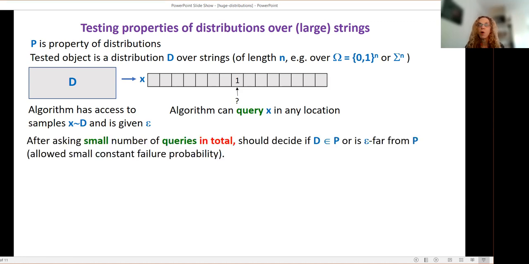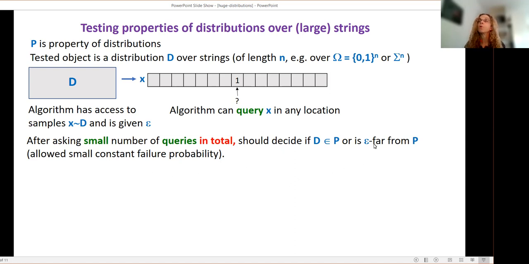And what do we require of the algorithm? After asking a small number of queries in total, so we measure the total number of queries that it performs, it should decide if the distribution has the property or is epsilon far. And as before, it is allowed a small constant failure probability.